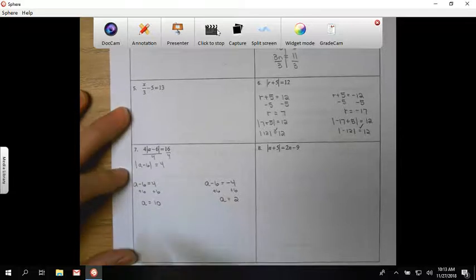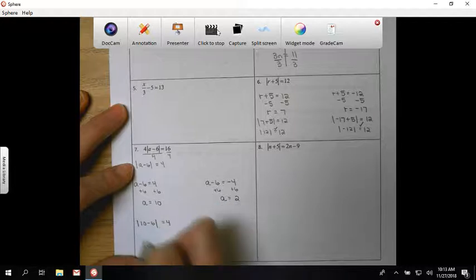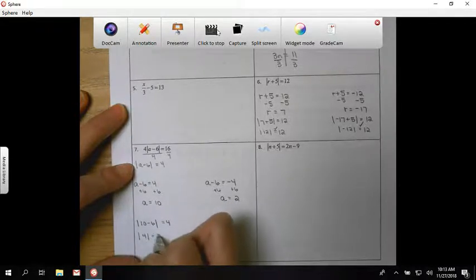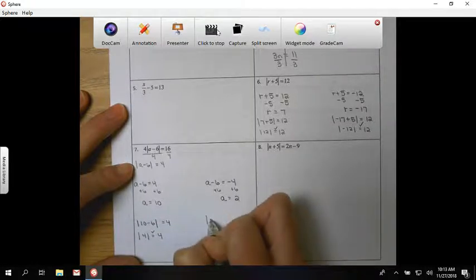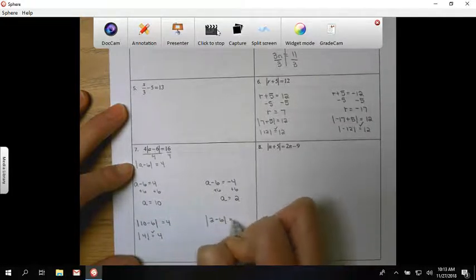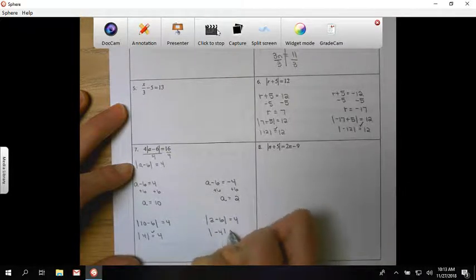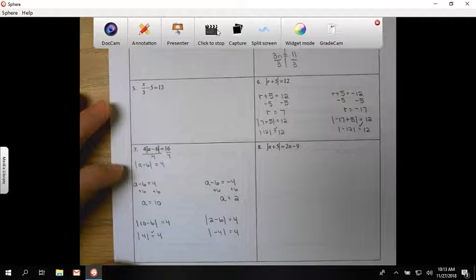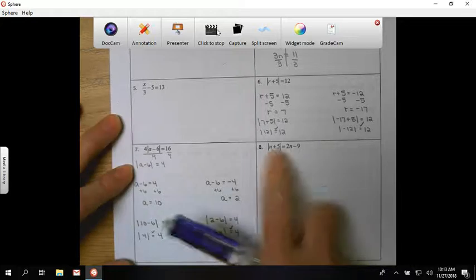Now remember, I need to go back and check these. So 10 minus 6 is 4. So the absolute value of 10 minus 6 is 4. So absolute value of 4 is 4? Yes. Now over here I'm going to do 2 minus 6 to see if that gives me 4. 2 minus 6 gives me a negative 4. But is the absolute value of negative 4 4? Yes.